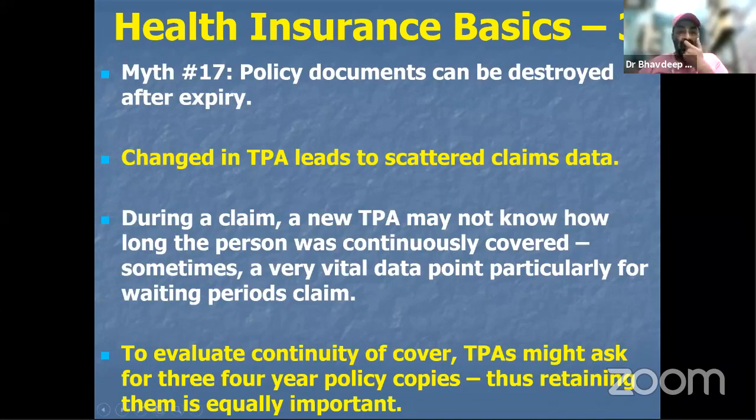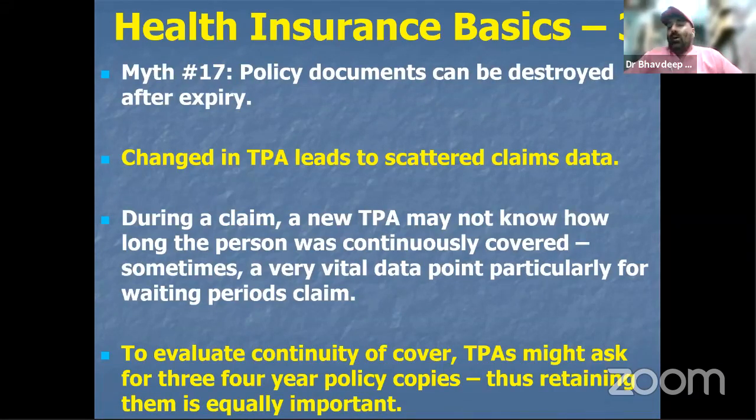So myth number 17, I mentioned policy documents can be destroyed after expiry of 1 year. The next year, new documents are there, so you can destroy them. No. I mentioned many companies have changed. HDFC Ergo merger, Apollo Munich merger, Apollo DKV merger, and then Apollo Munich merging into HDFC Ergo. There are 2 more plans which I'll be discussing, which actually changed names. So a new TPA will not know what your contract was. So sometimes the data is scattered in claims.